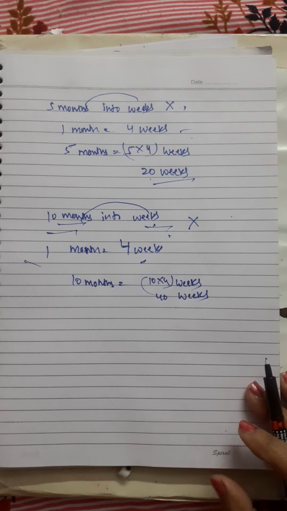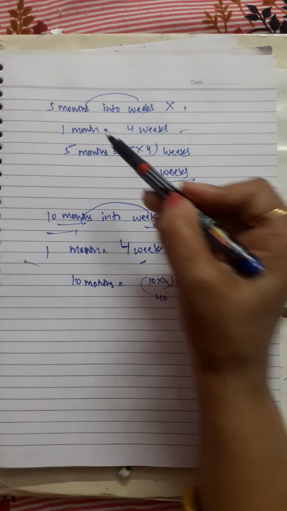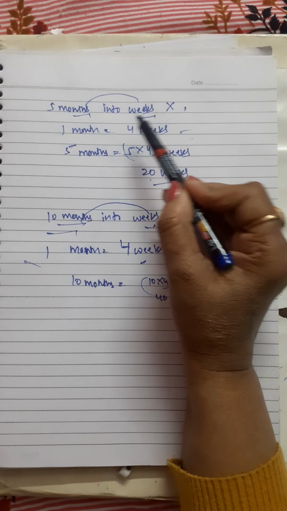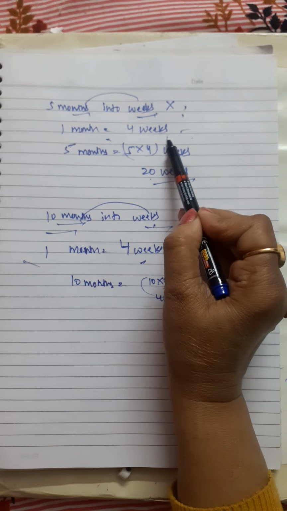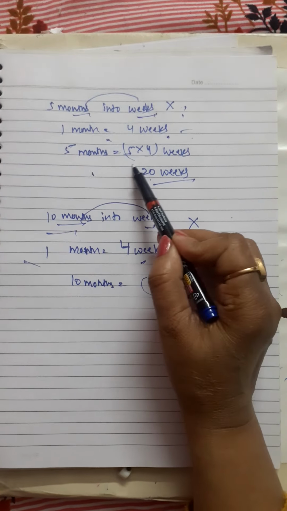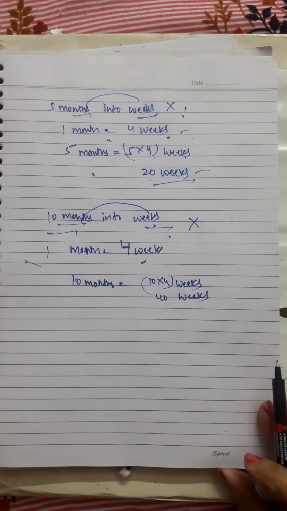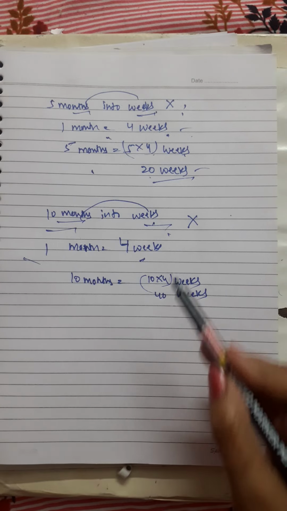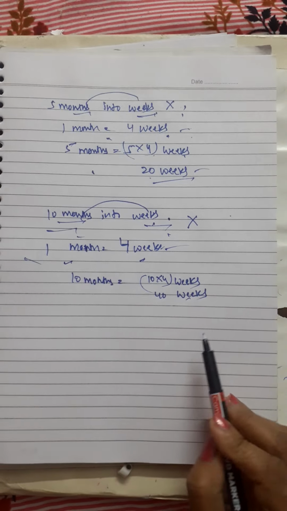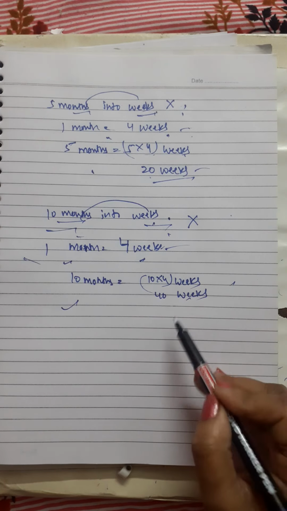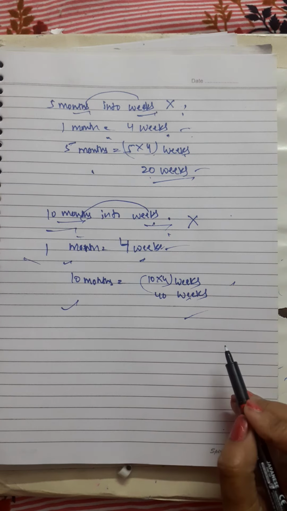So I am repeating this question one more time. Here we have to convert months into weeks. Month is the bigger unit, weeks is the smaller unit. For converting months into weeks, we have to do the multiplication. 1 month has 4 weeks. So 5 months is equal to 5 multiplied by 4 is equal to 20 weeks. Here we have to convert 10 months into weeks, same as the earlier one. 10 months is equal to 10 multiplied by 4 is equal to 40 weeks. So in this way we can convert months into weeks.